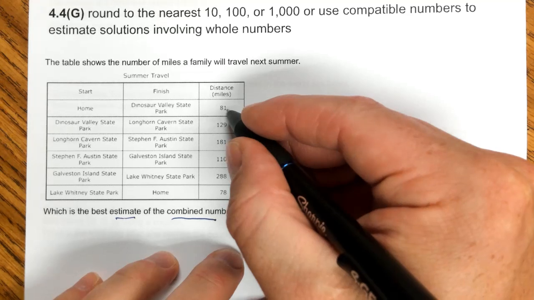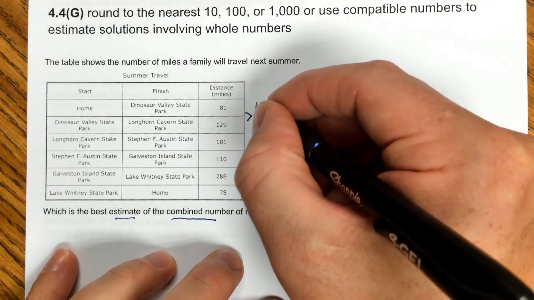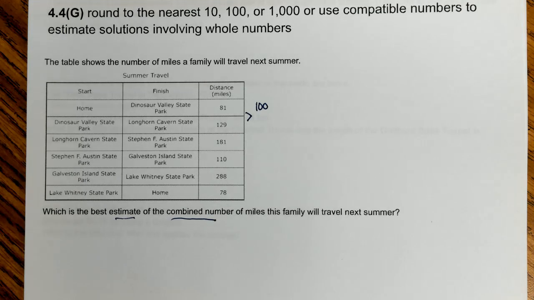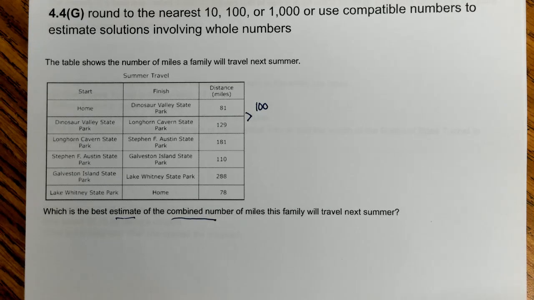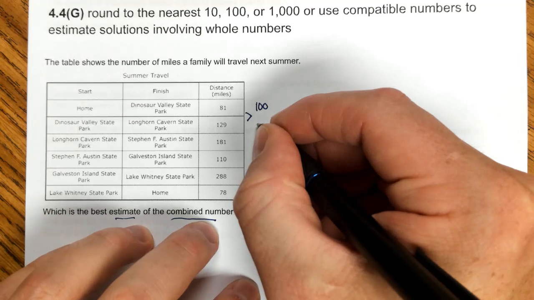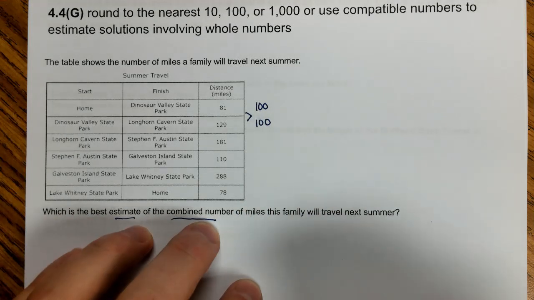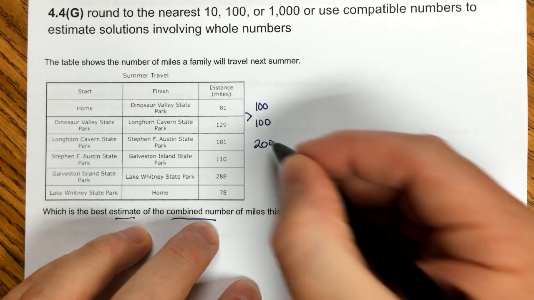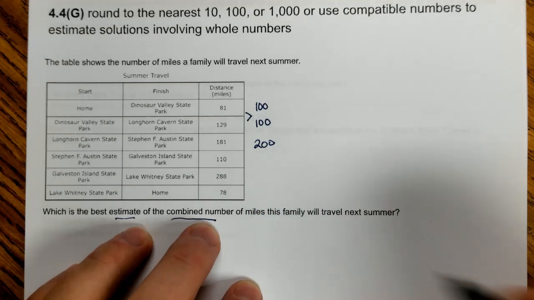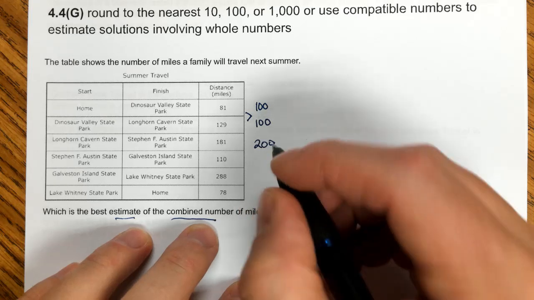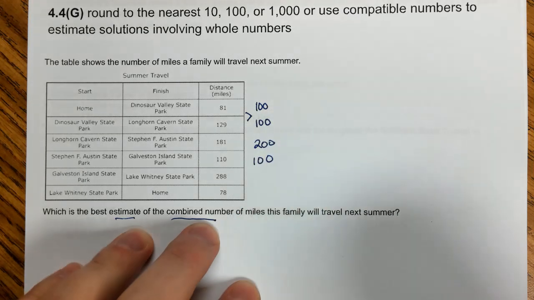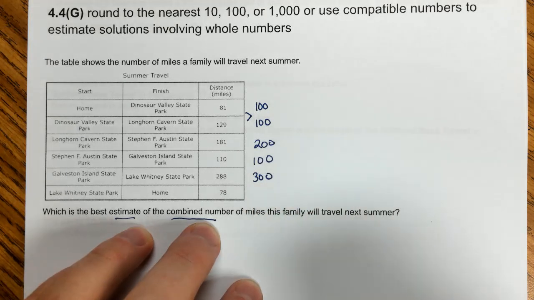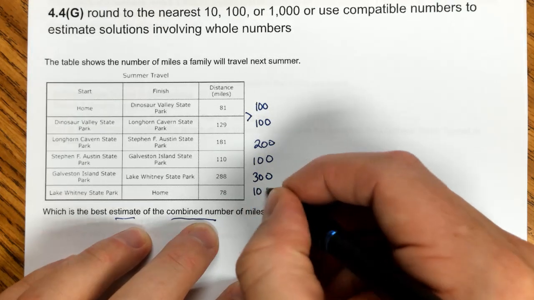81 is closer to 100 than it is to 0. So this one rounds up to 100. 129 is closer to 100 than it is to the next value of 200. And so we're going to round this one down to 100. 181 is going to be rounded to 200, as it's closer to 200 than it is to 100. 110 is closer to 100 than it is to 200. 288 is closer to 300, and 78 is still closer to 100.